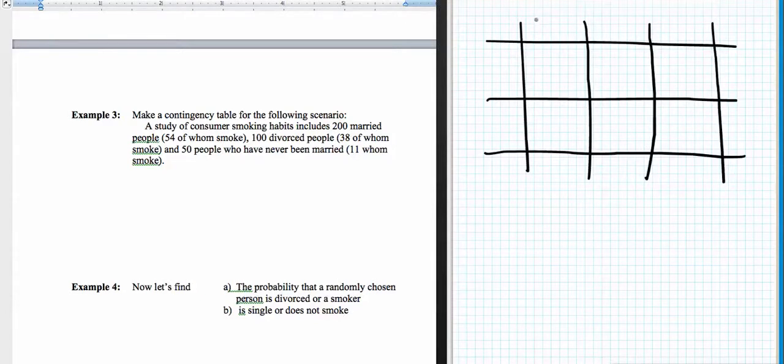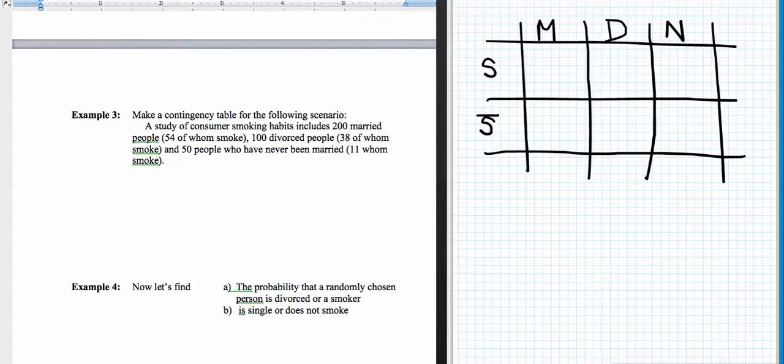So marital status, we either had people who were married, and I'm just going to call them M's, and then we had people who were divorced, and I'm just going to call them D's, and then we had people who were not married or never been married before, and so I'll call them N's. And then we had smokers, and I'm going to call them S's, and then we had not smokers, and I'm going to call them S bars.